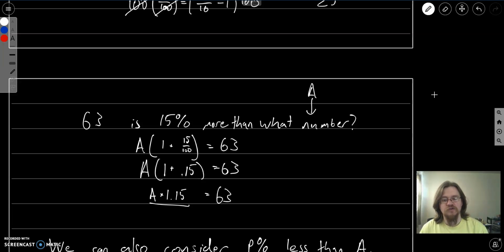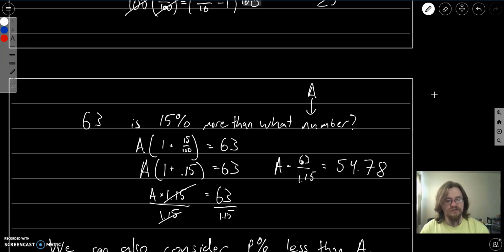So the way that you undo multiplication is you divide. So by dividing, I will cancel those out. But whatever I do to one side, I have to do to the other. So now A is going to be 63 divided by 1.15. And if I plug this into a calculator and round it to the nearest hundredths, I get 54.78.